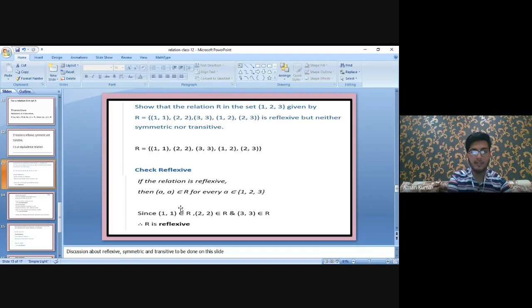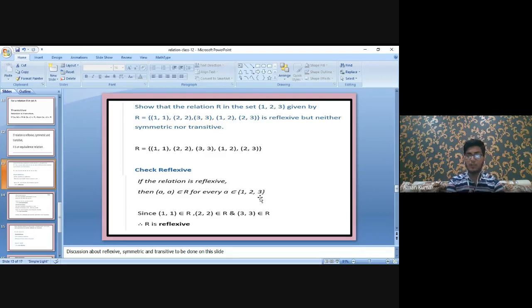Now check the relation. We came to know that (1, 1) belongs to R, (2, 2) also belongs to R, and (3, 3) also belongs to R. So for all a in {1, 2, 3}, (a, a) belongs to R. So if (a, a) belongs to R for every a in {1, 2, 3}, then this type of relation is a reflexive relation.